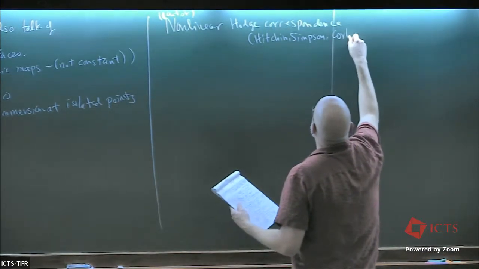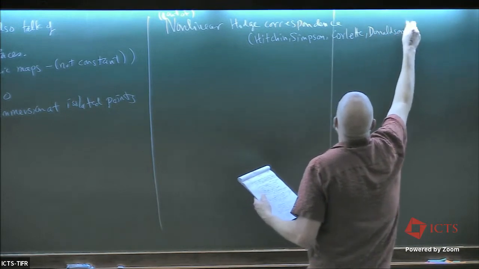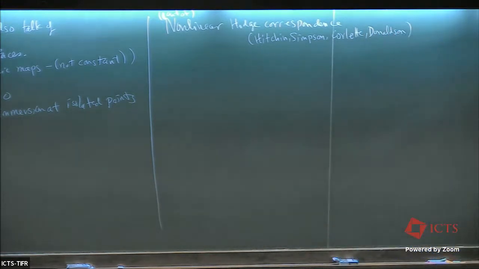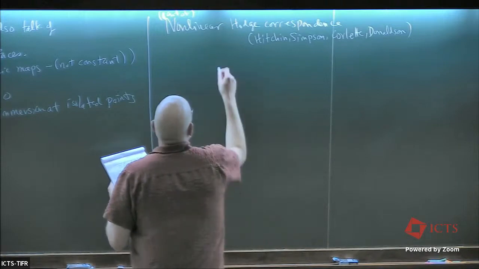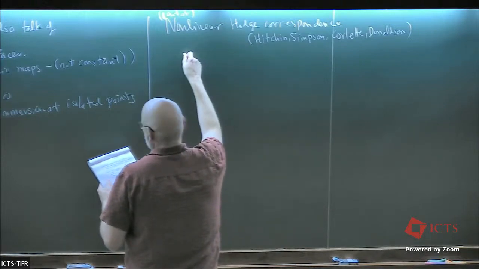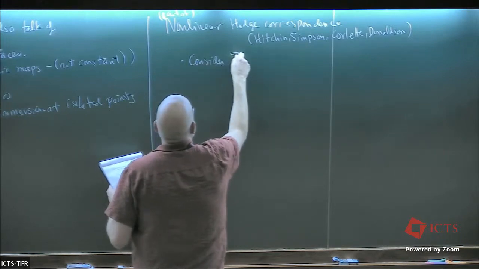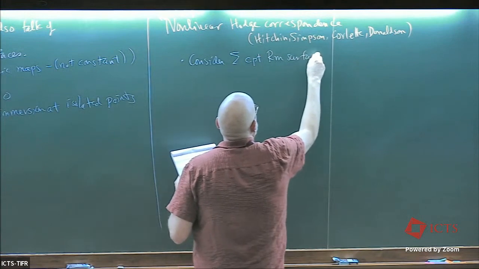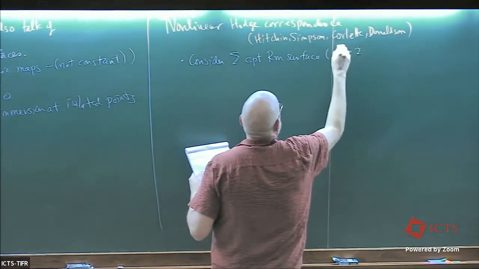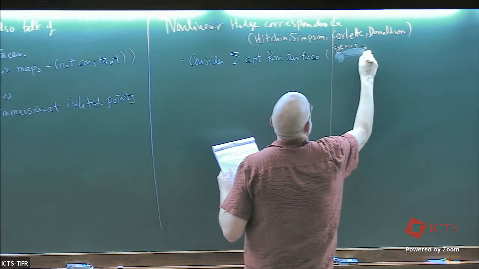And then there are some proofs in the opposite direction by Corlette and Donaldson. Okay, so we're going to consider mainly Hitchin and Simpson's theory first. So let's consider sigma to be a compact Riemann surface, and let's assume that the genus is at least 2.